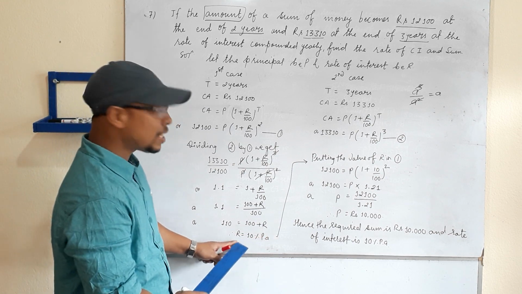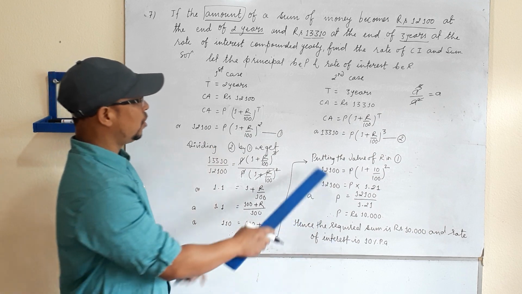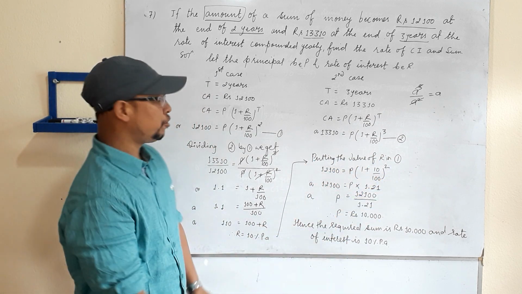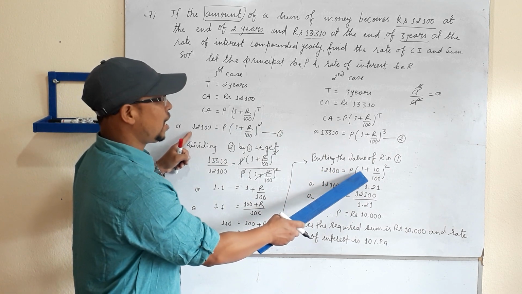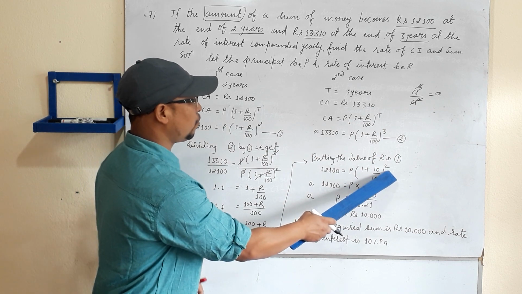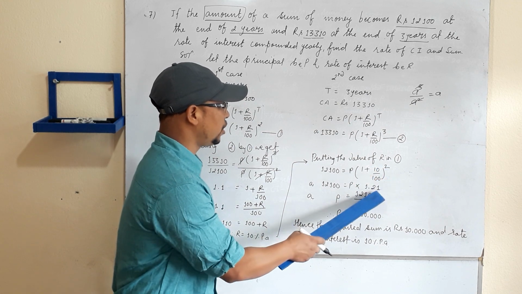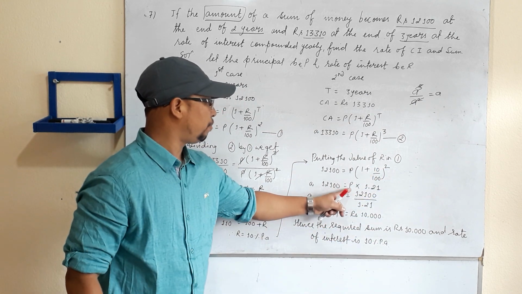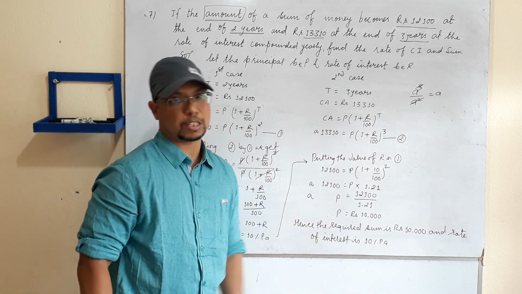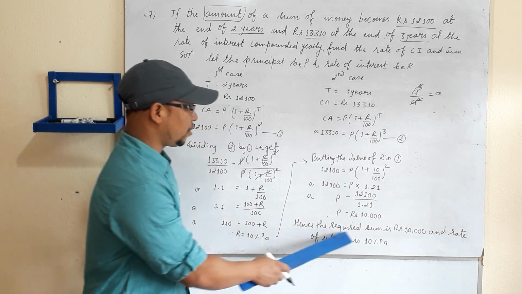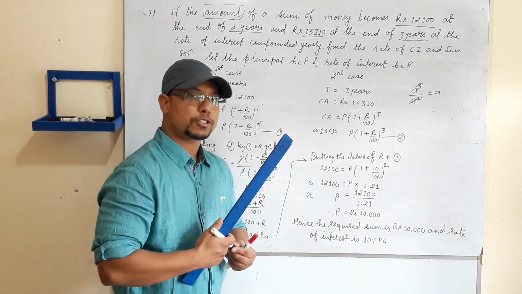Now let's substitute the value of R in either of the equations. I'm putting it in equation 1. So 12,100 rupees equals P times (1 plus 10 by 100) whole power 2. If you calculate this, it gives you 1.21. And from here P equals 12,100 by 1.21. Finally you will get P equals 10,000 rupees. Hence the required sum is 10,000 rupees and the rate of interest is 10% per annum.